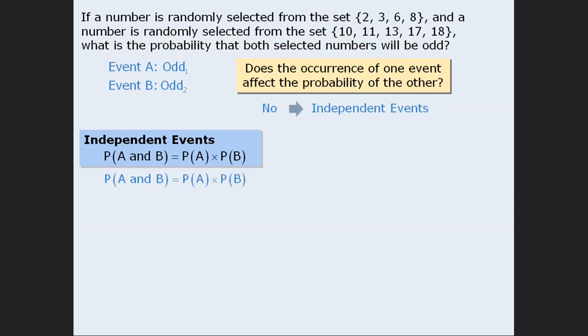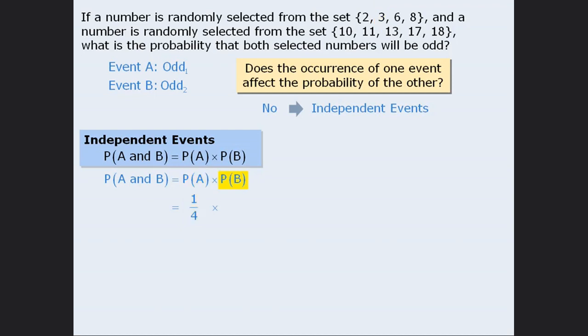Okay, now let's answer the question. First, we need to find the probability of event A. Event A is selecting an odd number from the first set. Since only one of the 4 numbers in the first set is odd, the probability of event A is 1/4.